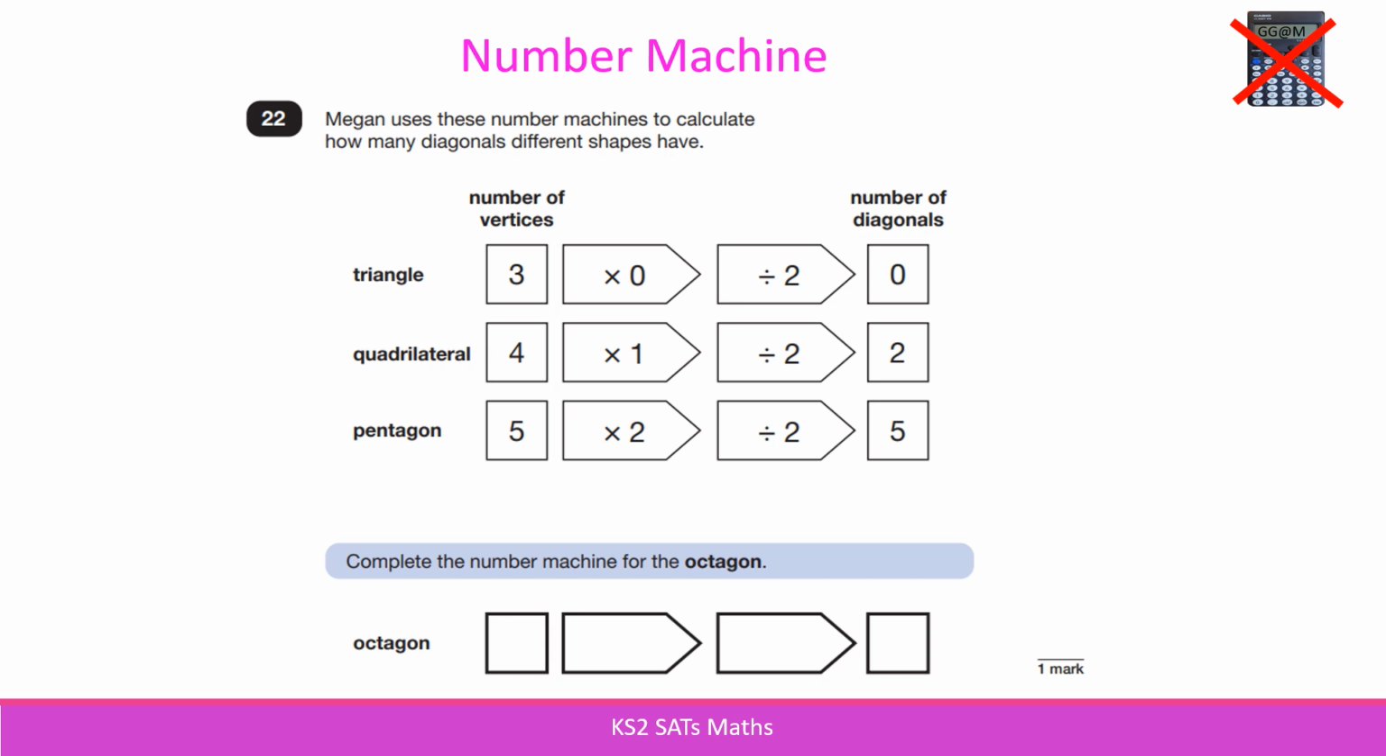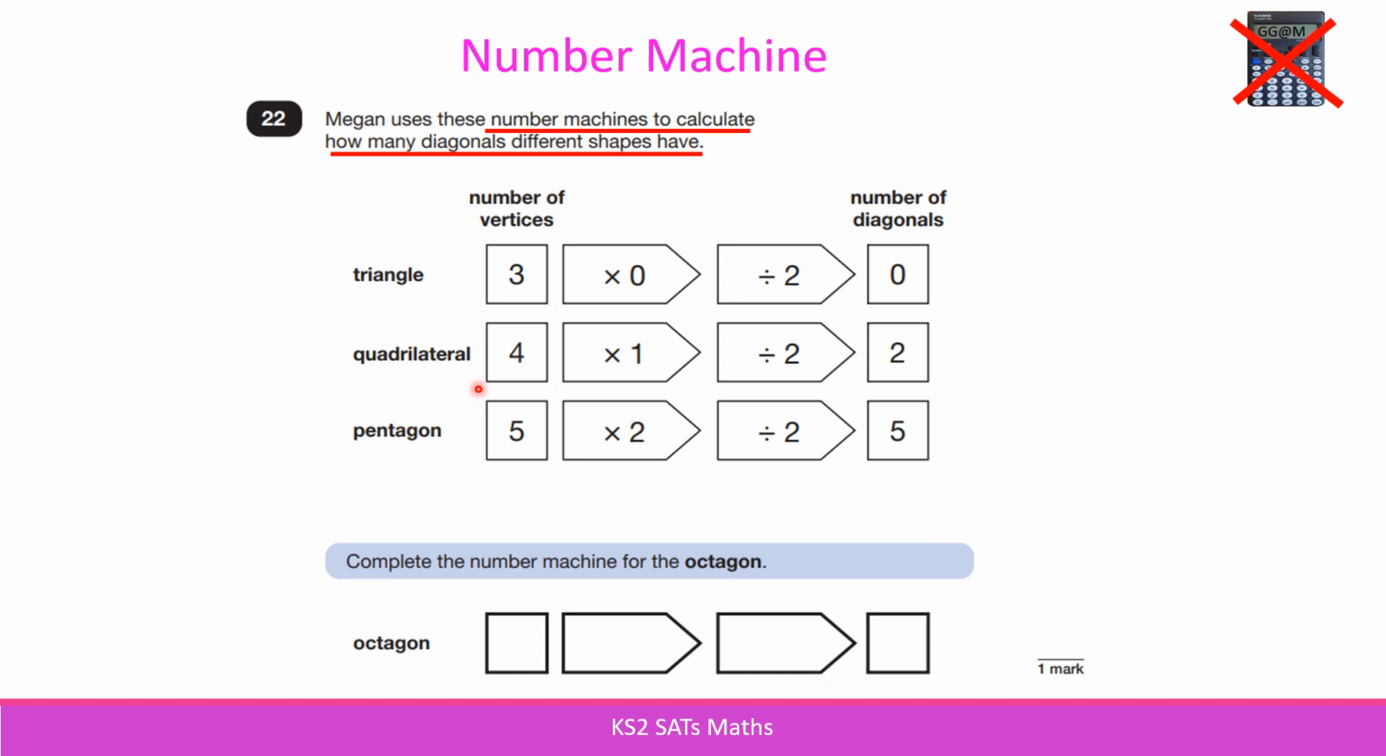This is a number machine question. The keywords in the question: you're told you've got a number machine, and the diagram underneath is the number machine. Going across tells you the starting value and going to the end. That's what a number machine means. You've got a starting bit of information and you go across and you get to an answer. And this tells you how many diagonals different shapes have. So for example, the triangle has got 3 vertices. We times it by 0, so 3 times 0 is nothing. Divide it by 2, still gives me nothing. So the answer is 0 for the number of diagonals a triangle has.